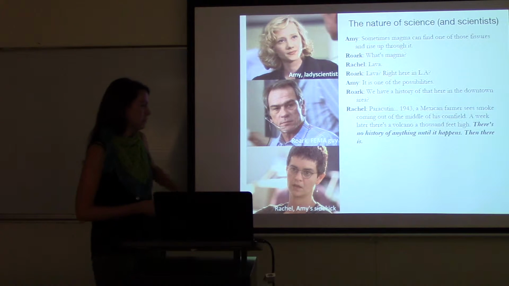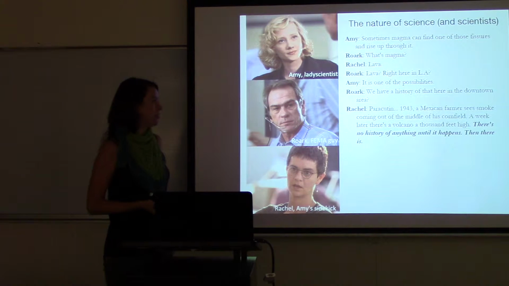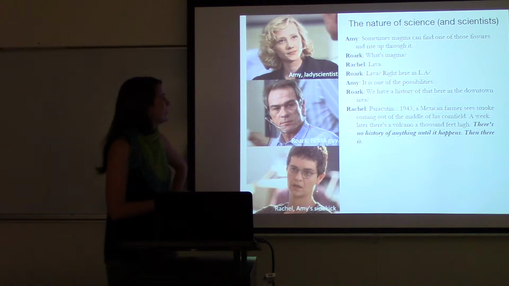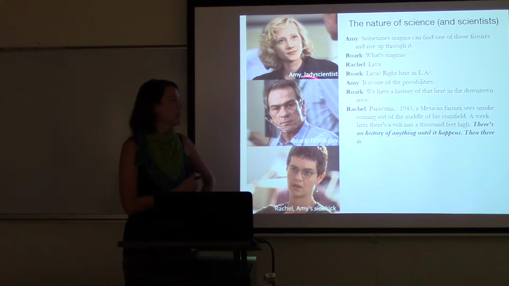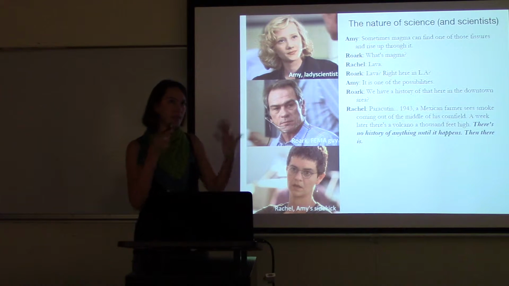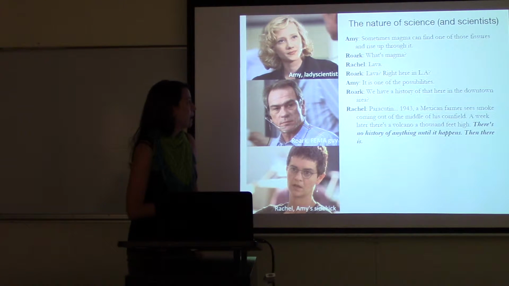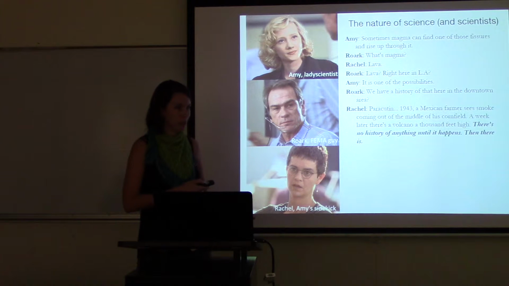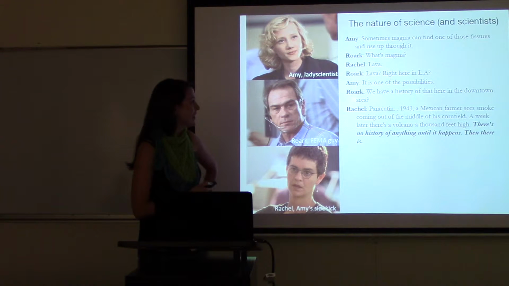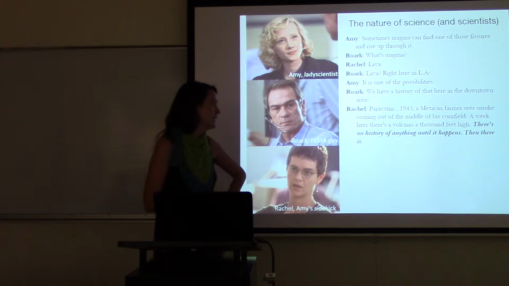And then this is Rachel, Amy's sidekick, who dies at the hands, well, not the hands, but at the lava of the volcano. And this is a scene when Amy's trying to convince Rourke that she has intuited that there is a volcano under LA. And they have this really sort of great wooden conversation about lava. And then Rourke says, we have a history of that here in downtown.